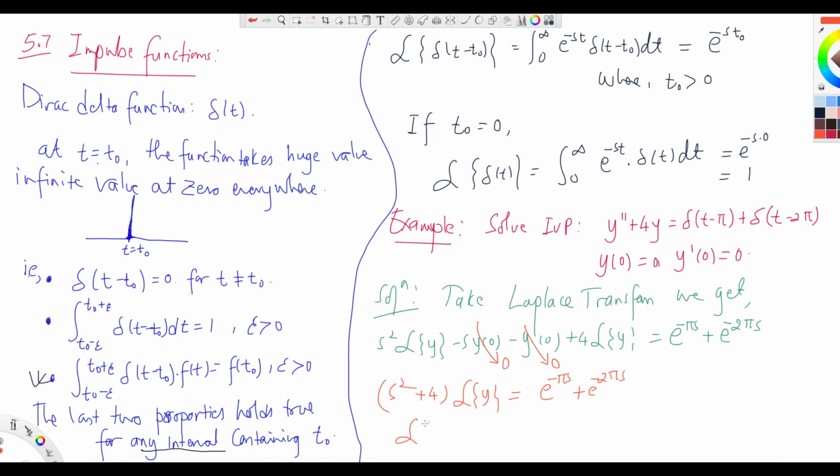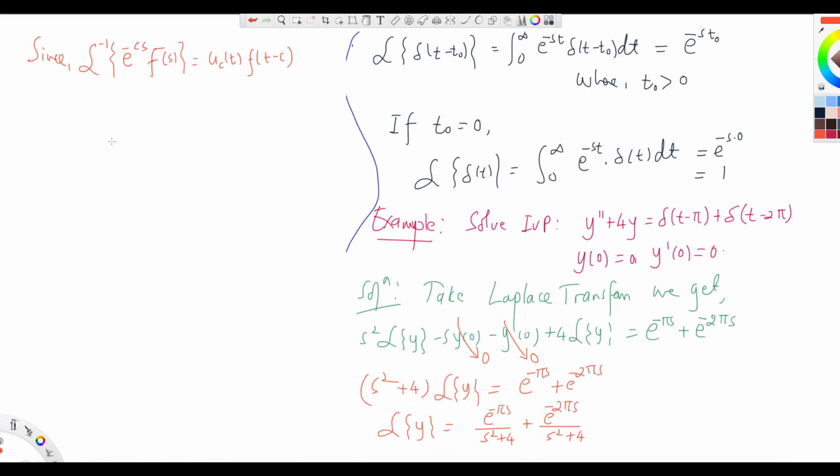Now how do I solve it? The Laplace transform of y equals e to the negative pi s over s squared plus 4, plus e to the negative 2 pi s over s squared plus 4 as well. Now what we do next is we take the inverse Laplace transform on both sides. So we know that the inverse Laplace transform of e to the negative cs times F of s is equal to u_c of t times f at t minus c.